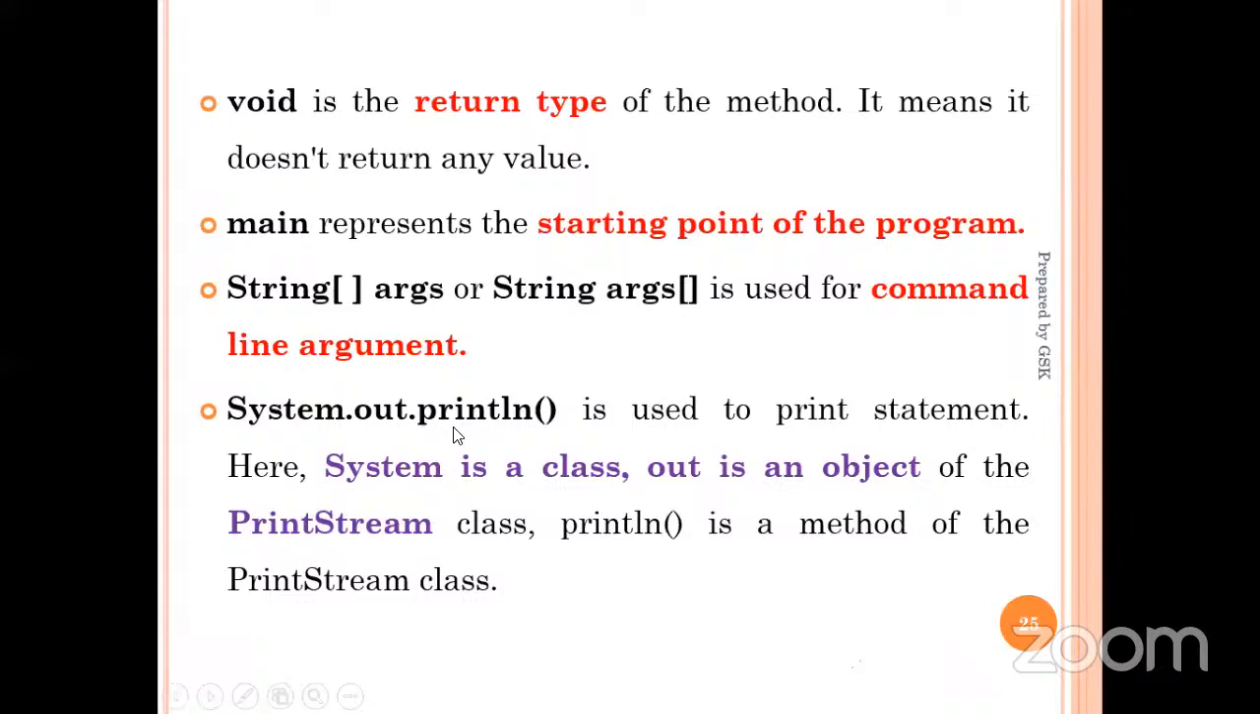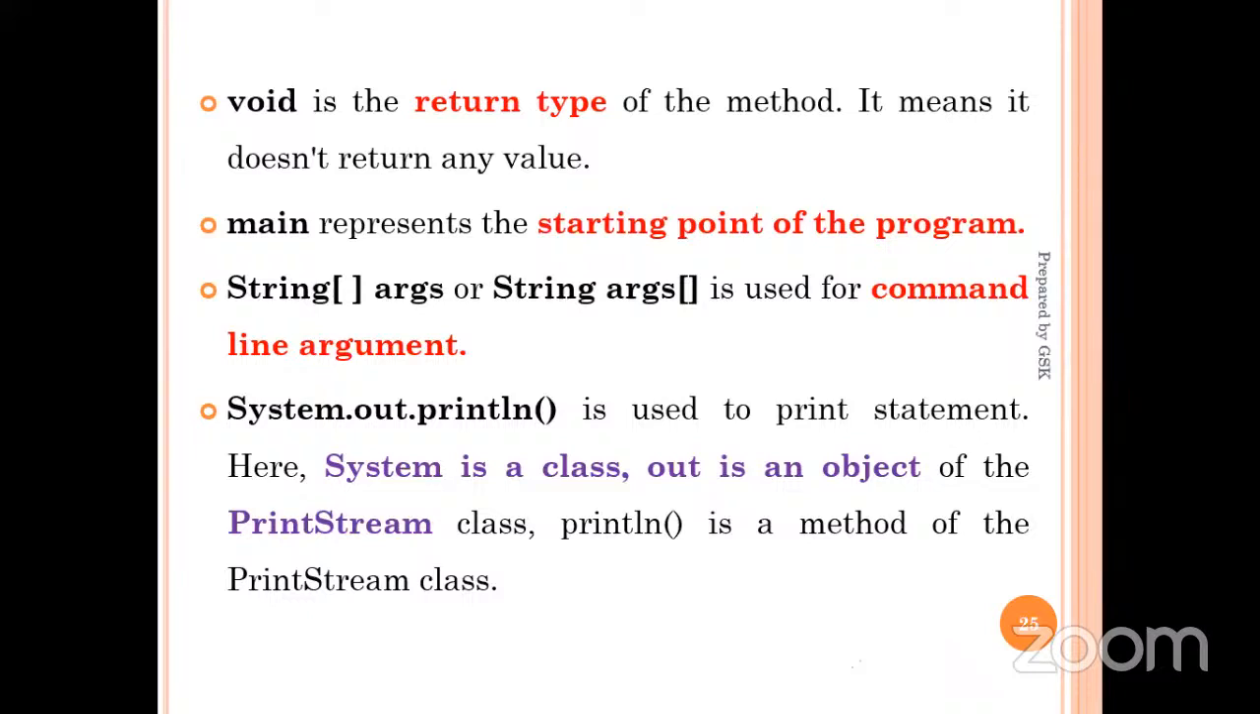And observe this part, out.println. Actually, println is a method. It is available in a predefined class. The class name is PrintStream. This is also a predefined class already developed by the developers. When you install the JDK, all these classes will be installed automatically into your system. Now, PrintStream is a predefined class, and the println method is available in this PrintStream class. So if you want to use the println method, you must use an object of PrintStream.